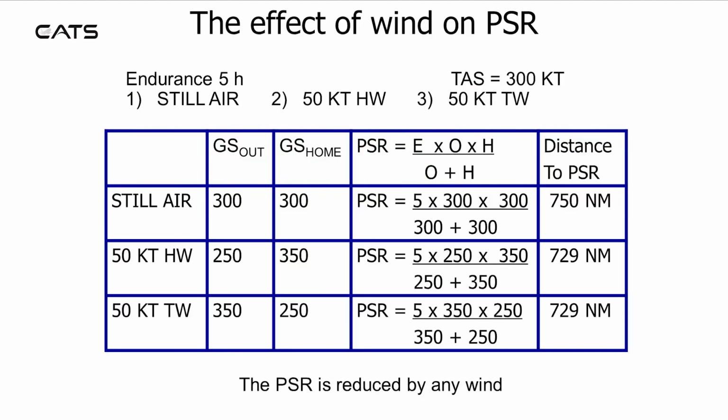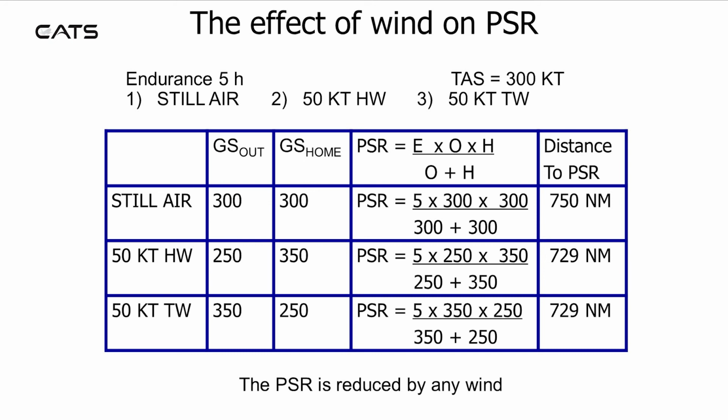Here's the effect of wind on PSR for an endurance of 5 hours, under 3 conditions: still air, 50 knot headwind and a 50 knot tailwind with a TAS of 300 knots. The formula is EOH over O plus H.